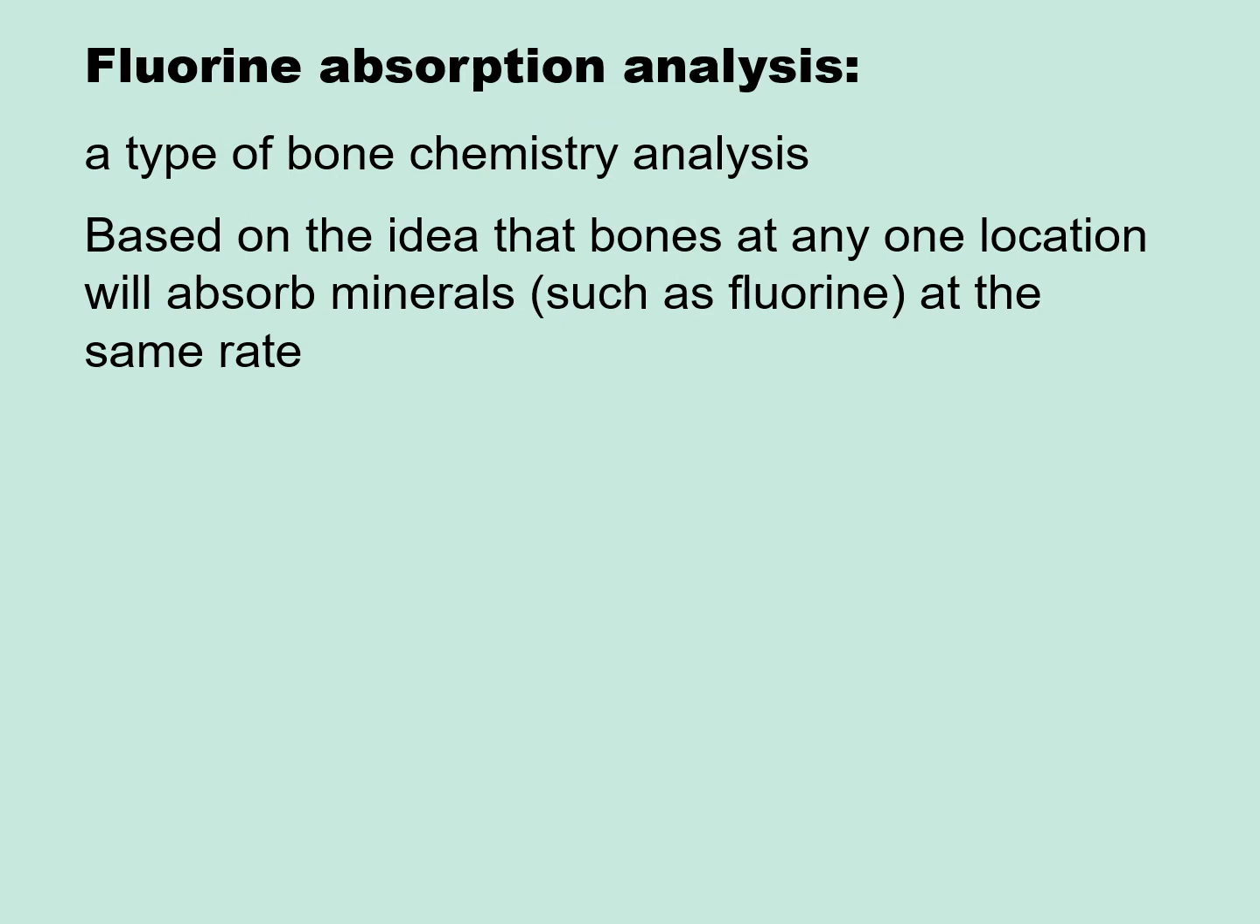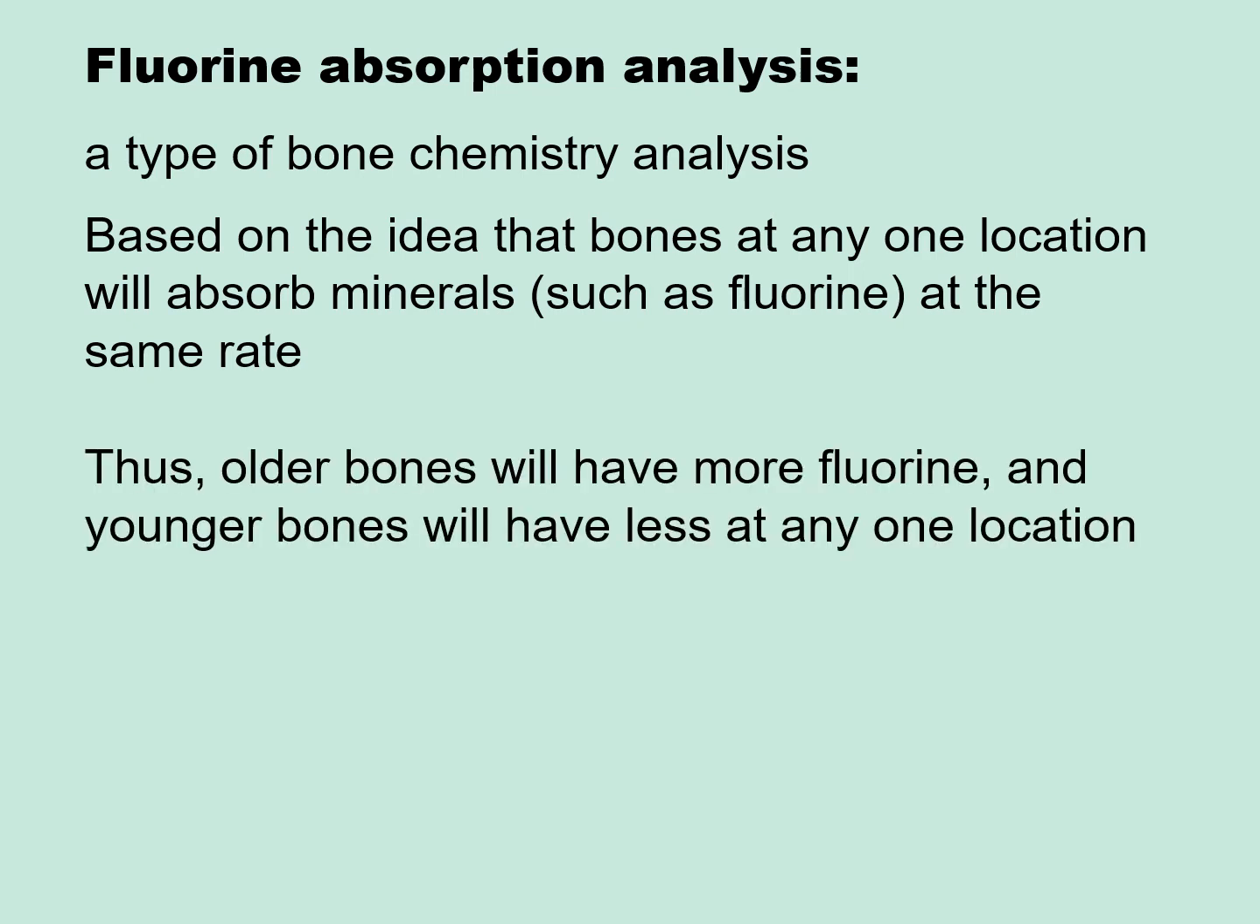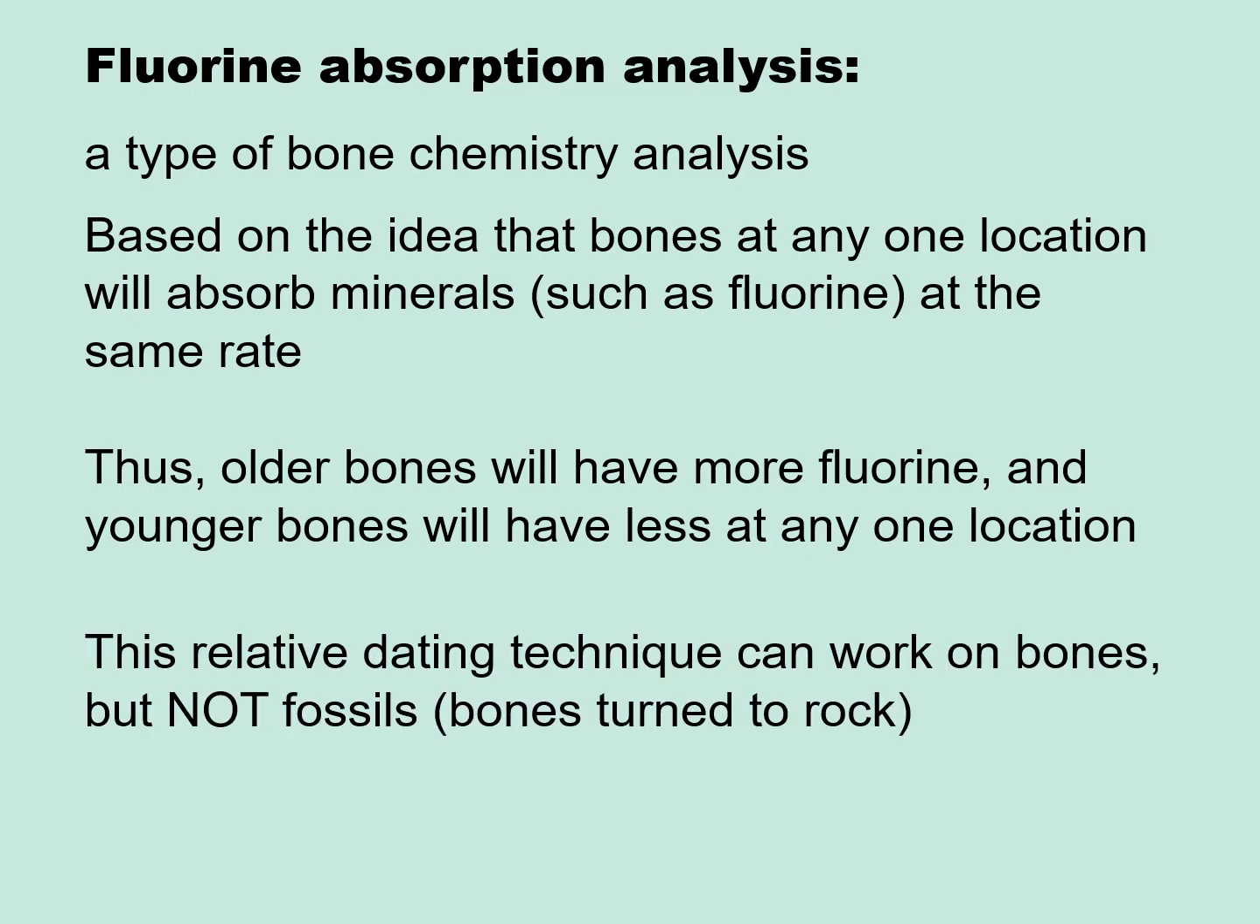One type of bone chemistry analysis is fluorine absorption analysis. It's based on the idea that bones at any one location will absorb minerals, in this case fluorine, at the same rate. Thus, older bones will have more fluorine and younger bones will have less at that site. Now, this relative dating technique can work on bones, but it cannot work on fossils, that is, bones that have turned to rock.